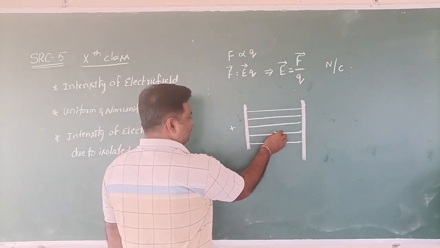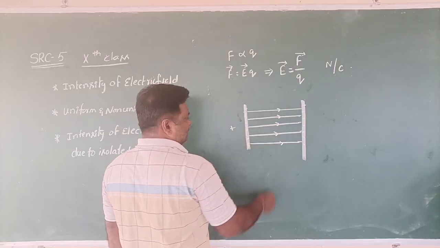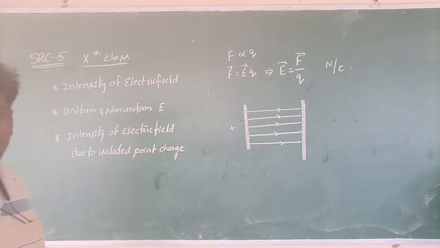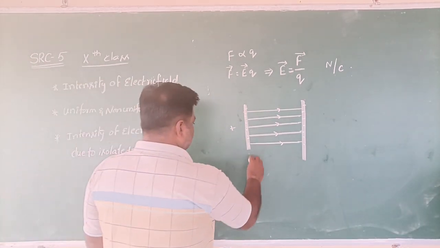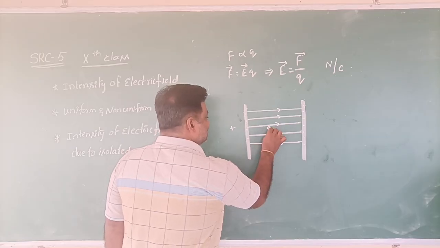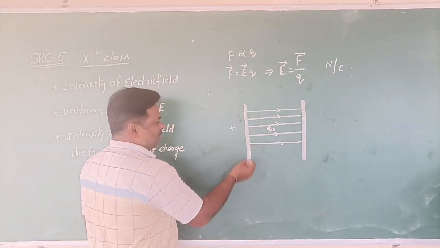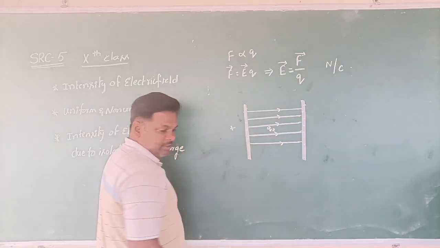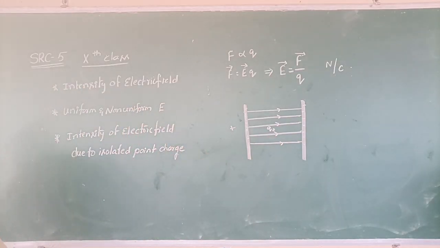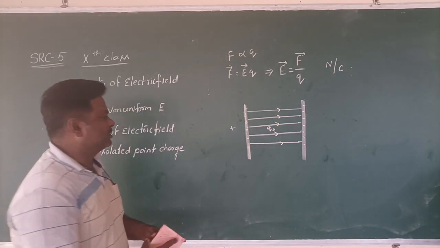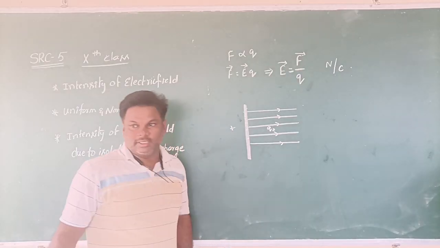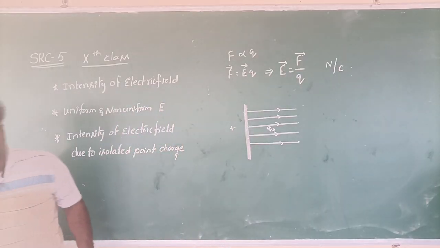Uniform electric field. Okay, how can I say this is uniform? If I bring a positive test charge and place it here, Q naught, then it will experience a force. From this side, it will experience a repulsive force, and from that side, it will experience an attractive force. Now I will erase this one because it is present at a longer distance. Otherwise, you will get confused.